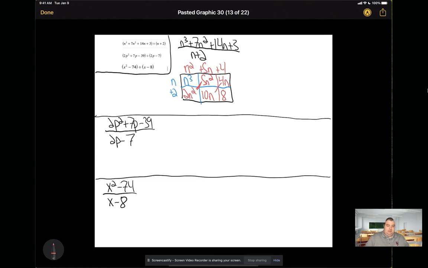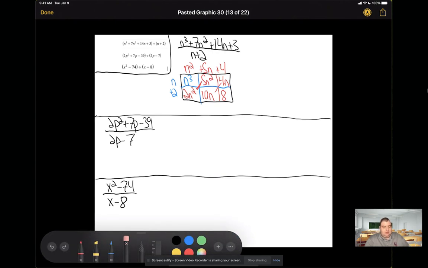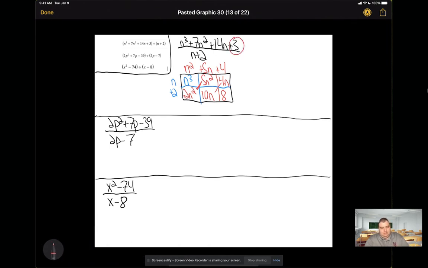The problem is I got a constant term of 8, but I need a constant term of 3. So that means there's going to be a remainder. To figure out the remainder, I'm going to look at what I got. I got 8, but I needed a constant term of 3.